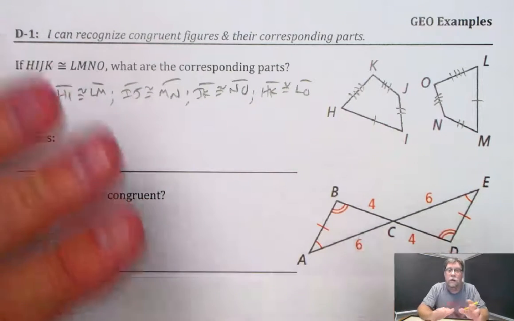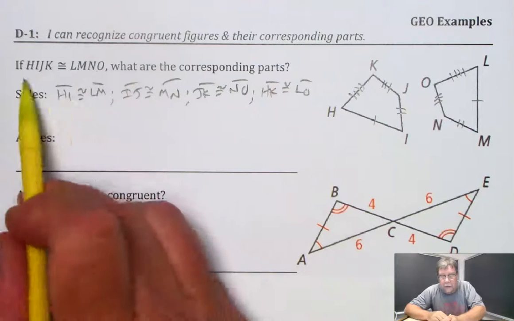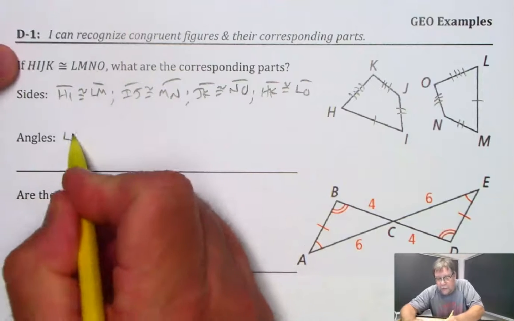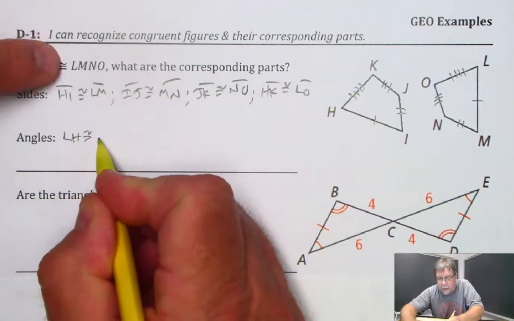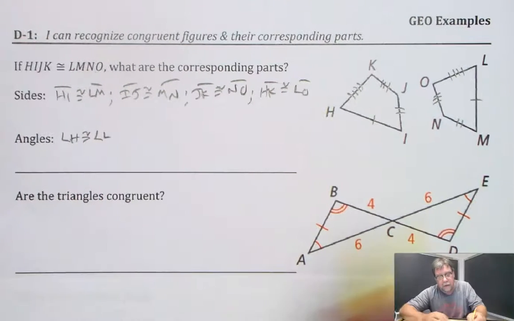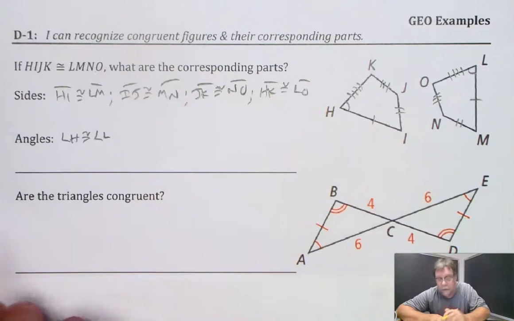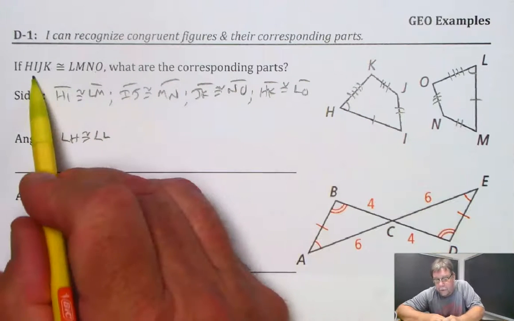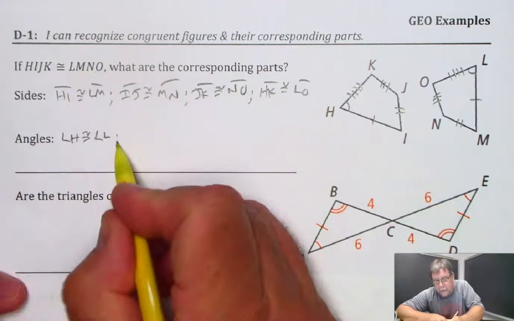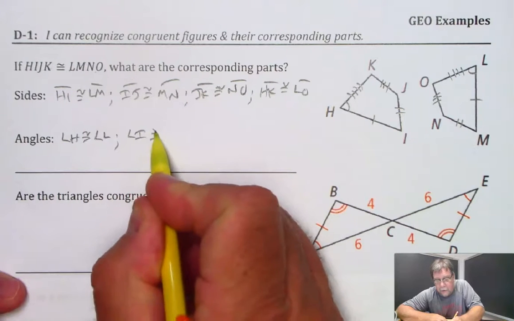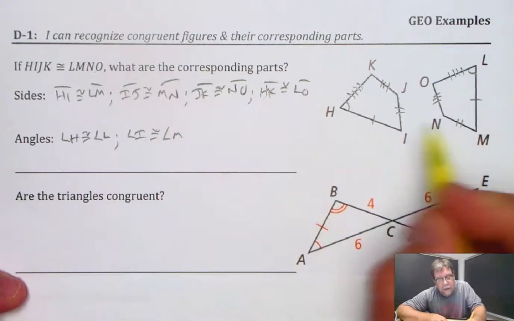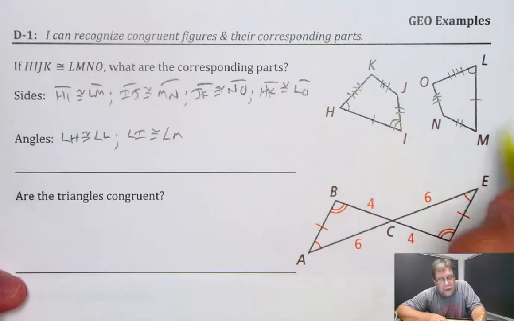We now have 4 angles to show, and again, we can put them right in this order. Angle H would correspond with angle L, and that would be marked this way, 1 mark and 1 mark. A little curve there. We do I goes with M. Angle I congruent to angle M. We put 2 marks for I, 2 marks for M.